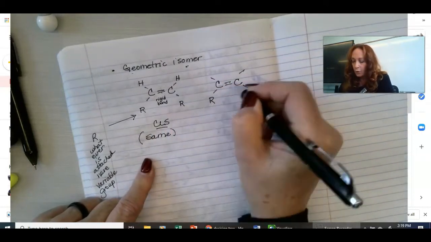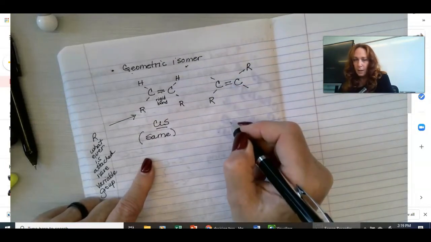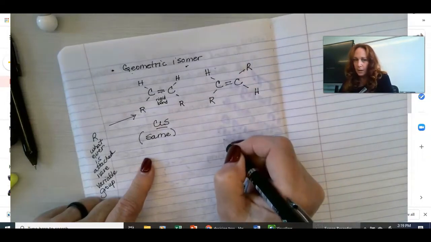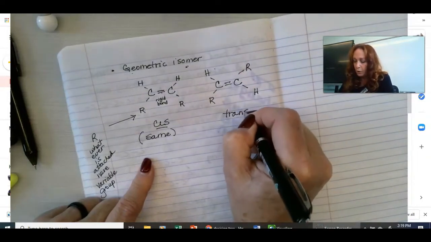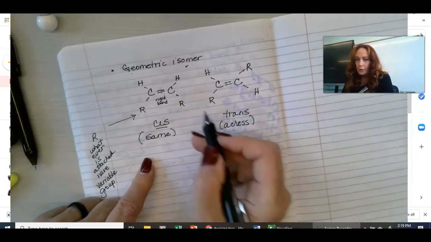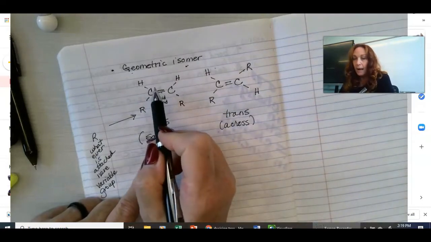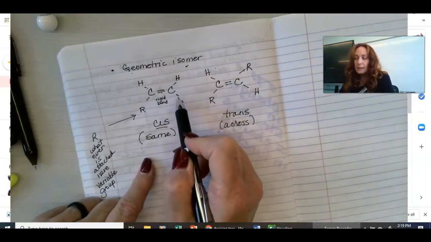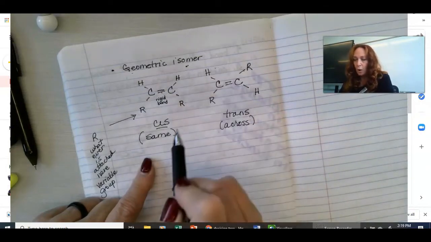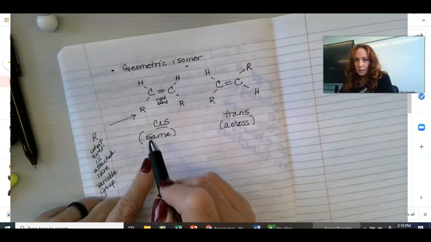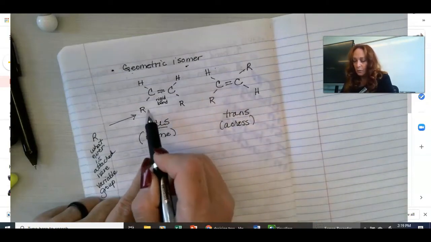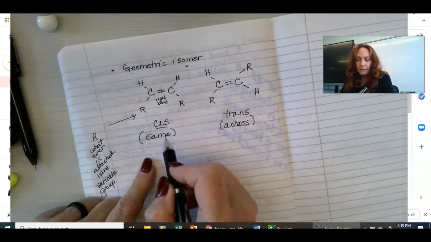So the R group is across the double bond from the other one, and the hydrogen is across the double bond from the other hydrogen. This is called trans, which means across. So geometric isomers are about placement in space of the groups that are attached to carbons that are double bonded to each other. And so this trans version isomer of the molecule does not behave the same as the cis.